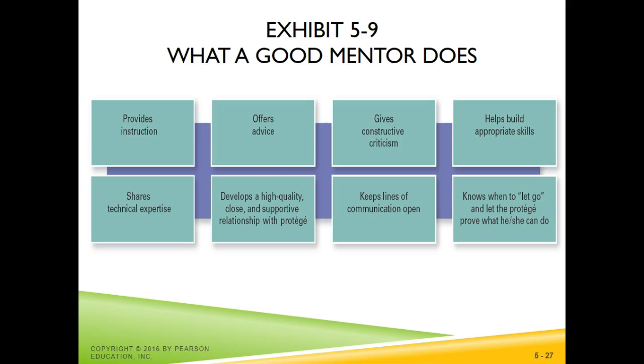So, Exhibit 5-9, What a Good Mentor Does, and these are all the effective behaviors associated with being a good mentor. Provides instruction, offers advice, gives constructive criticism, helps build appropriate skills, shares technical expertise, develops a high-quality, close and supportive relationship with the protege, and keeps lines of communication open, knows when to let go, and lets the protege prove what he or she can do.